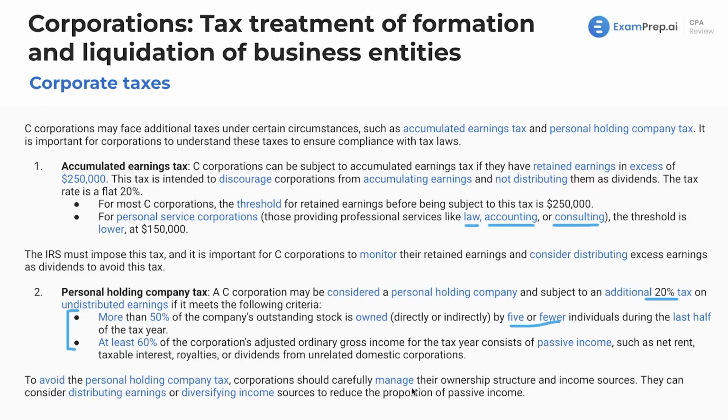To avoid all of these, we have to make sure we manage our proper structure and distribute our income and diversify our income. If you want to become incredibly wealthy, become a tax planner in that industry. Work for a big firm, you'll do well for yourself.